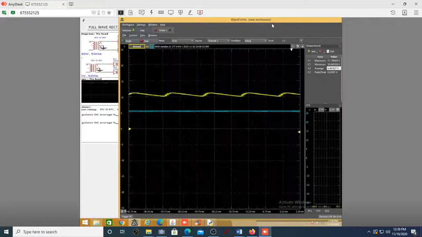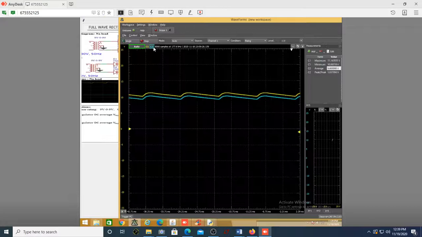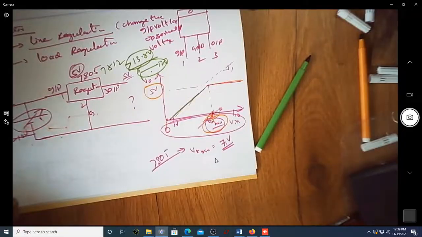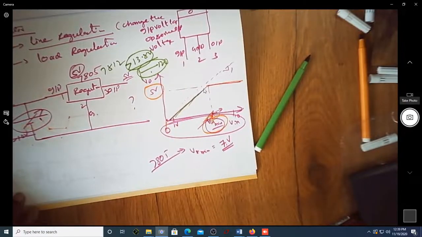You can see I'm not getting it. You can see this is not at all constant. Can you see this output is not constant at all. It is varying along with your input voltage. Why is it varying along with your input voltage? Because you are still in this part of the graph. You never went to this part of the graph. When do you go to this part of the graph? Only when the input voltage is more.